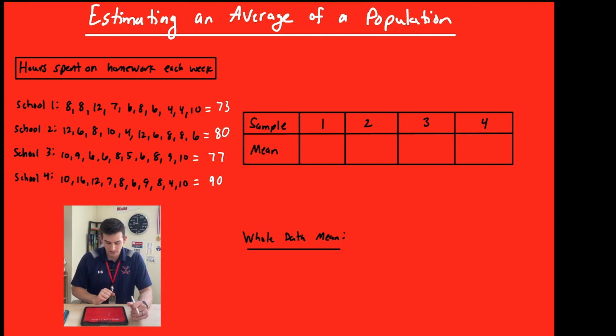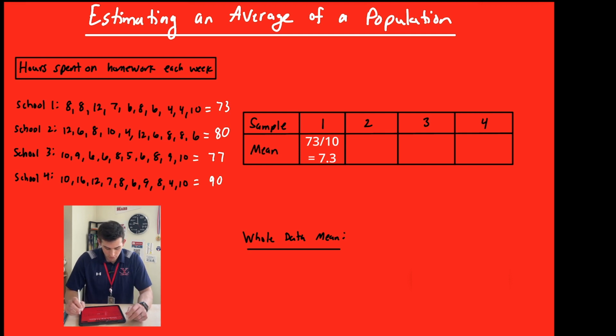So school number 1, we see 73 as our total. To find the average, or the mean, we're going to divide that by the number of results that we had, which was 10 because we surveyed 10 students. So for the mean for the school, we could do 73 over 10, which is just going to give us approximately 7.3.